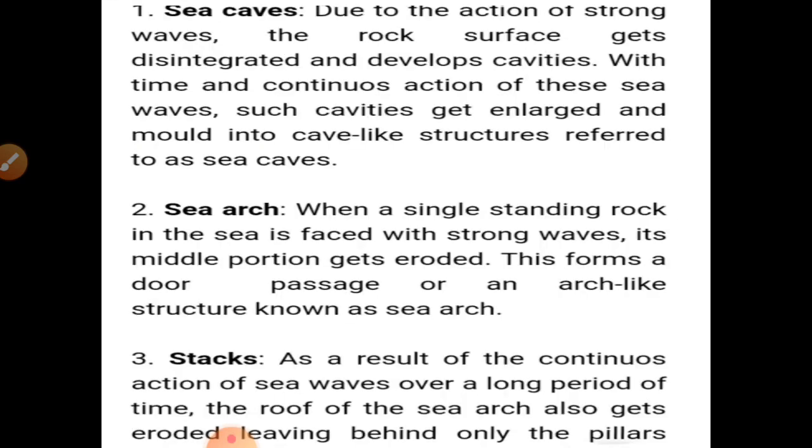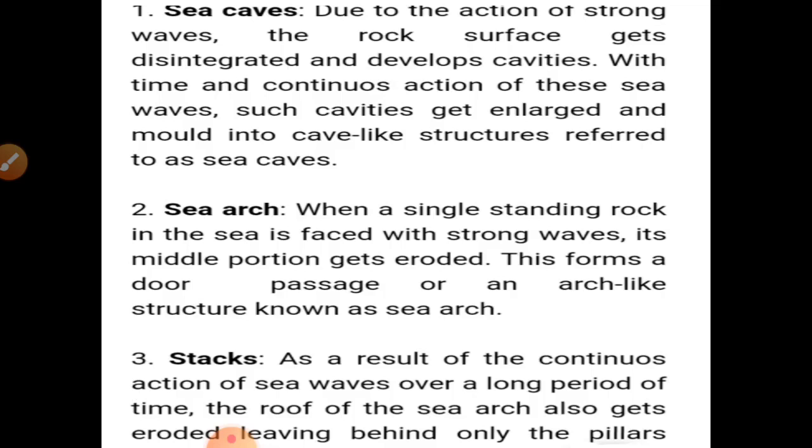First one is sea caves. Due to the action of strong waves, the rock surface gets disintegrated and develops cavities. With time and continuous action of these sea waves, some such cavities get enlarged and mold into cave-like structures referred to as sea caves. Second one is sea arch. When a single standing rock in the sea is faced with strong waves, its middle portion gets eroded. This forms a door passage or an arc-like structure known as a sea arch.